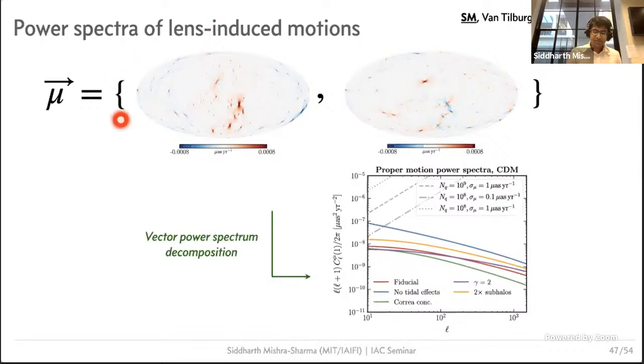This simulation at the top is an example of what the signal might look like over the entire sky. You can see these little dipoles, which is how the signal expresses itself. And if you decompose that into a power spectrum, and because the signal is a vector in this case, you need to do a vector power spectrum decomposition. You can try and look for the signal above noise.